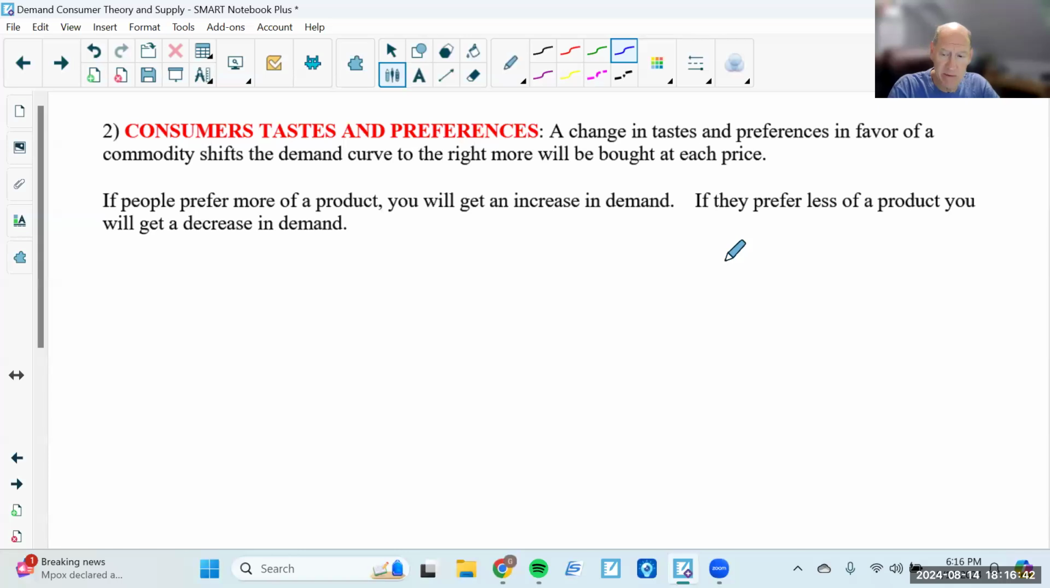Second one is tastes and preferences. If I prefer to have more, the demand curve shifts to the right. If I prefer to have less, the demand curve shifts to the left. Advertising, you'll see a lot of advertising. During the Olympics, there was a lot of advertising that went on. Why were they doing that? They were trying to shift your demand for that product to the right.